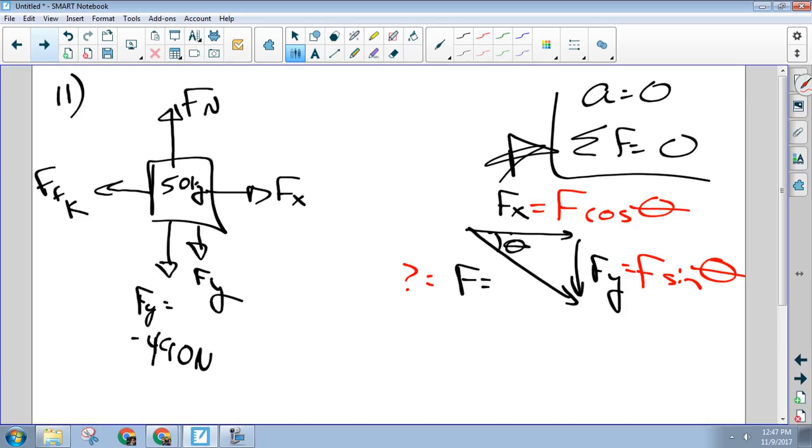It's a 30, 60, 90 triangle. So you can use 1/2 and root 3 over 2, or you can use sine of 30 and cosine of 30, it doesn't matter. Here, let me change these thetas to 30s, since we knew the angle was 30. All right, so is everybody good with that?